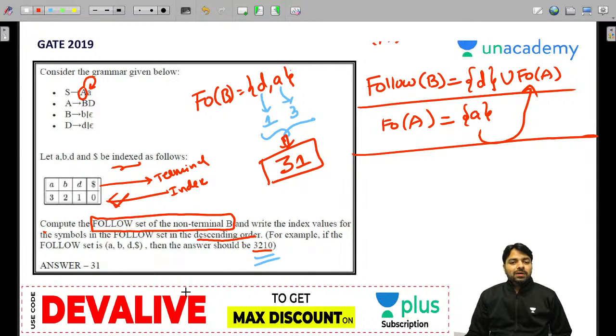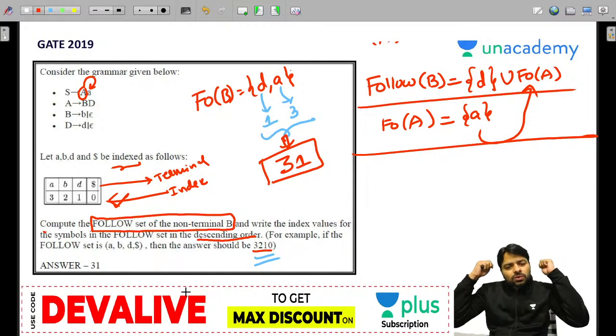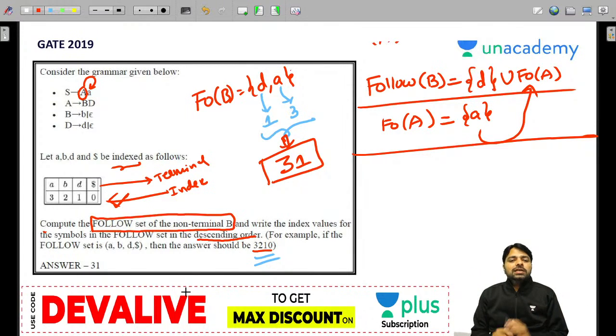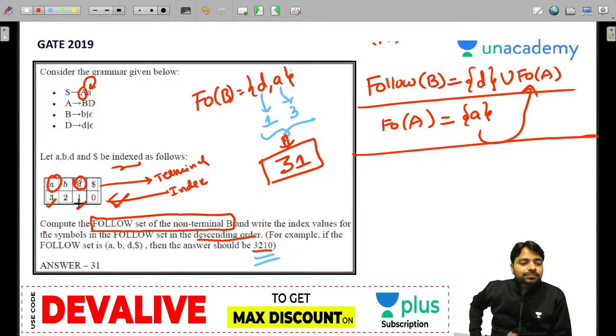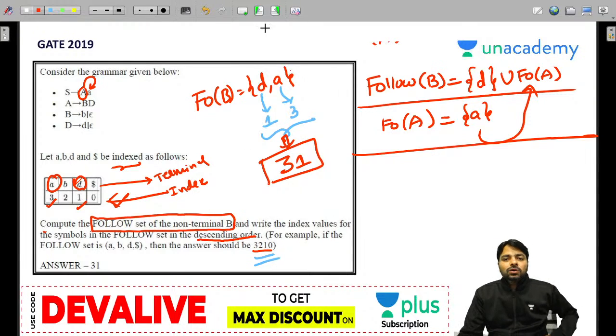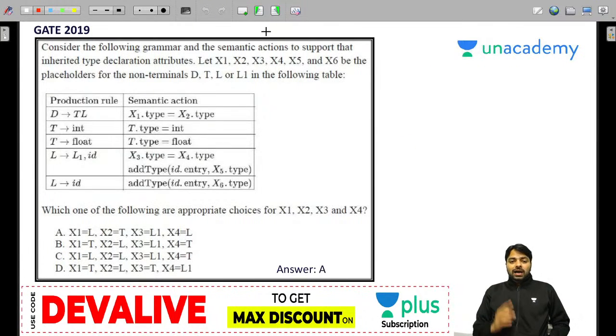Everybody, compute the follow set, and for every symbol inside the follow, assign the index, and that index we want in decreasing order. Everybody clear? It is very easy. Once the follow answer comes, the index sequence will also come. Just map it. If D came, and A came, take their indexes, work done. Yes, good point. Next, another question in 2019, but this is slightly different from what you learned.